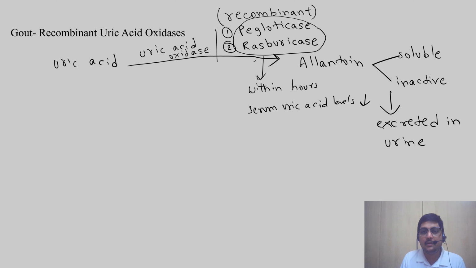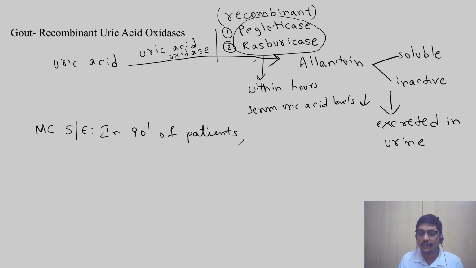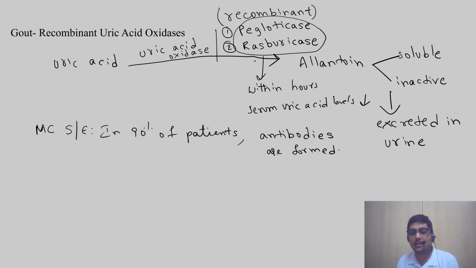Because these are designed and synthesized by recombinant technology, right? So the most common side effect, which occurs in almost 90% of the patients, is that when any foreign substance comes through recombinant technology, we can expect antibody formation from the patient. So these drugs will act aggressively and be greatly effective, but antibodies are formed very soon, within months. So these are given very rarely, not as a first line.